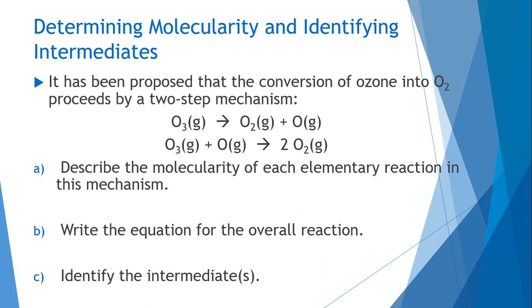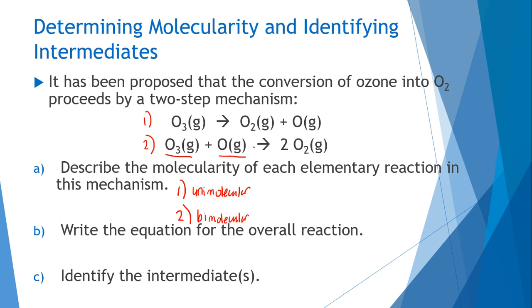Here we're going to do a couple of example problems. It says, it has been proposed that the conversion of ozone into O2 proceeds by a two-step mechanism. Here we have step 1, and down here we have step 2. First, I want to describe the molecularity of each elementary reaction in this mechanism. For example, step 1 has one reactant, so this is considered unimolecular. For step 2, this has two reactants, so this is considered to be bimolecular.